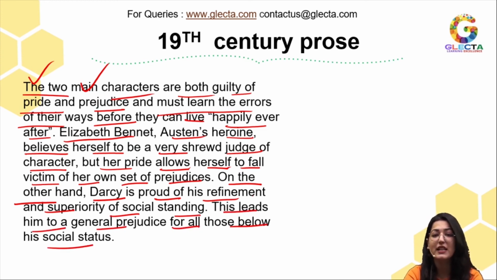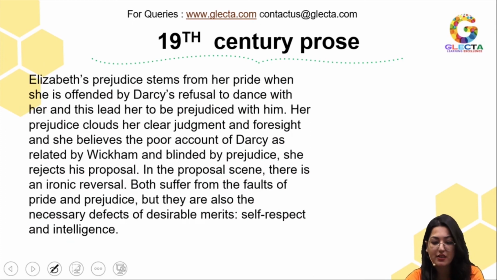So here Darcy is quite a victim of pride, meaning he considered himself the uppermost part of society. He was thinking that no one can be like him. So he was quite a victim of pride. And Elizabeth is showing the prejudice over here.